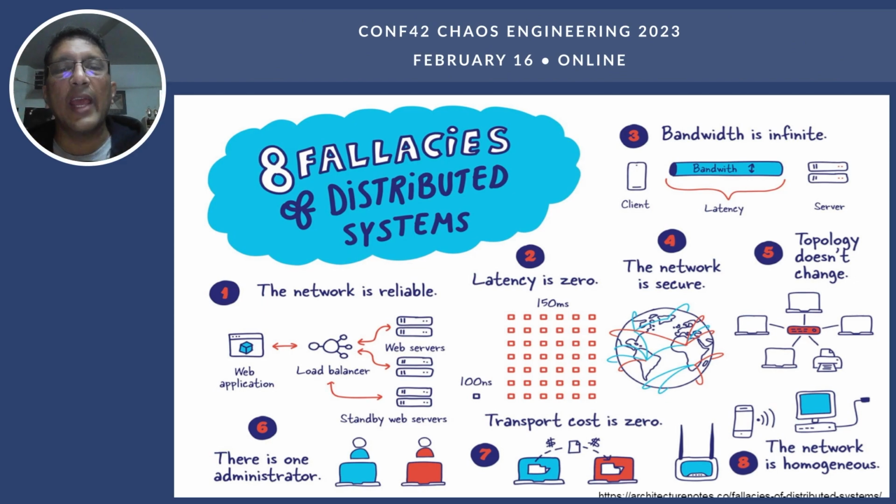But are any of them correct? Is there only one admin? Is the bandwidth infinite? Is the network reliable? Is it secured? We know that no, this is not the case. But to give a user the experience of his life, a smooth network usage experience, these fallacies need to be tested continuously, and that can be done if we do chaos testing on the systems.